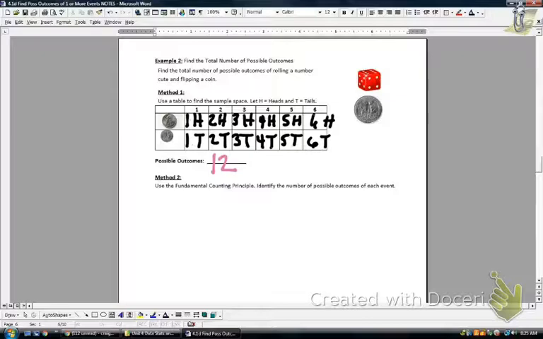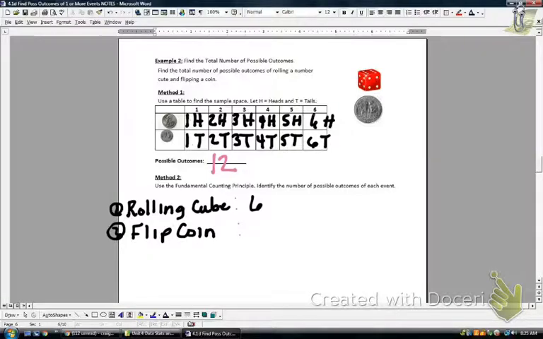All right, method 2 says use the fundamental counting principle, identify the number of possible outcomes of each event. Okay, so event 1 is rolling a number cube, and I have 6 possible outcomes. Event 2 is flipping a coin, and I have 2 possible outcomes.